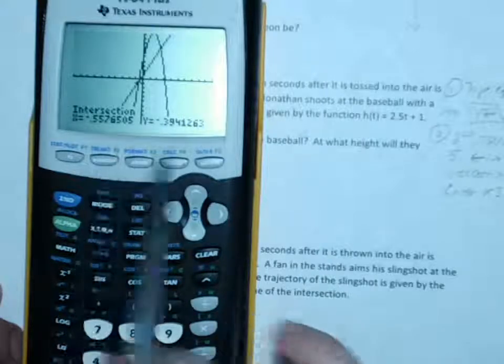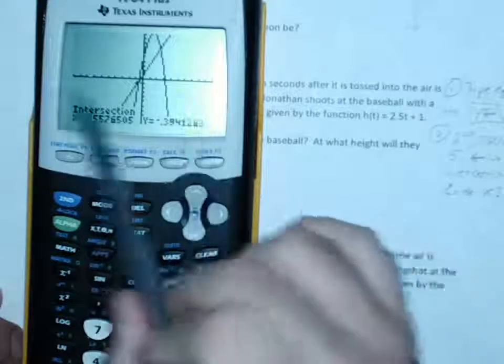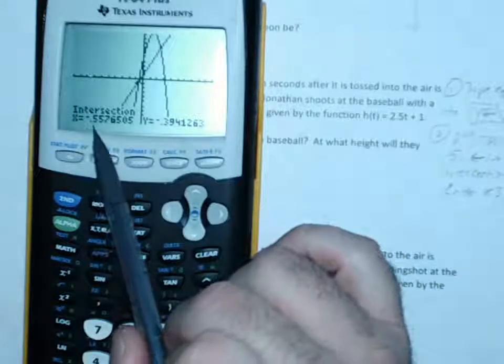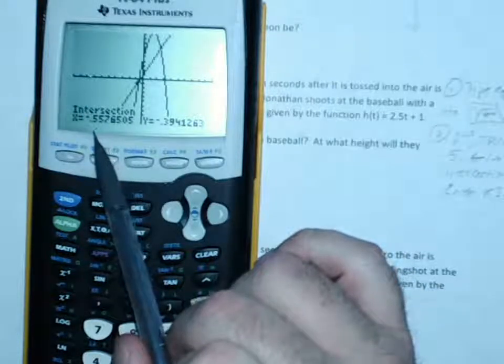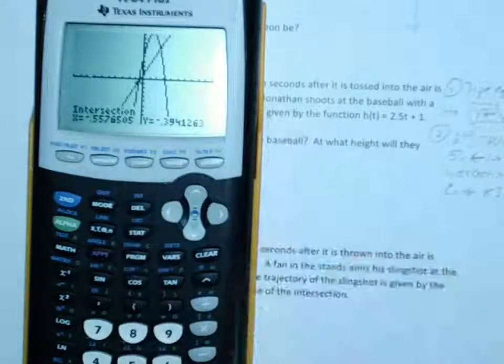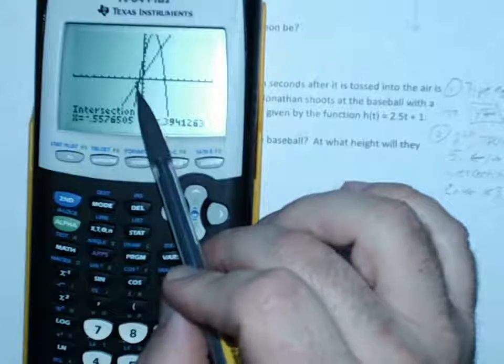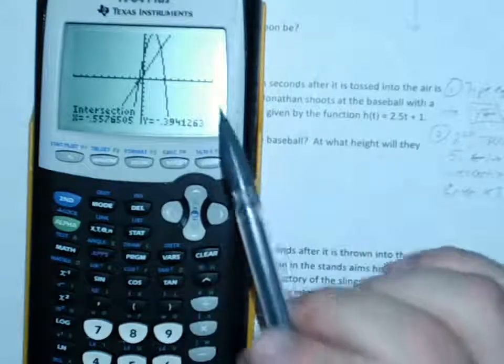Now, I have a problem with this. According to my word problem, the x-axis is time, and this is telling me that the baseball is going to be hit by the paintball at negative 0.56 seconds approximately. The last time I checked, there's no such thing as negative time. So I can't use this. This intersection's no good. I need to find the other one, and we'll go from there.